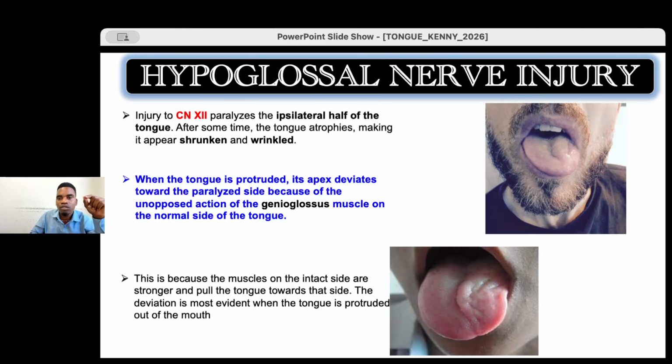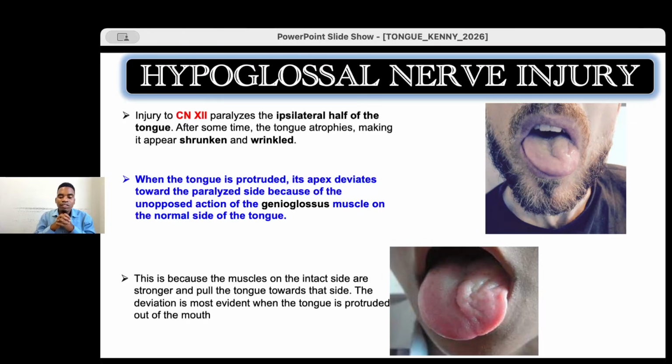And because you guys know about the role of use and disuse, we said if you have denervation of a muscle, that muscle is going to atrophy at some point. And this atrophy of the muscles of the tongue will give a shrunken appearance, and the tongue appears wrinkled. So it appears wrinkled and shrunken because we have atrophy of the muscles of the tongue.